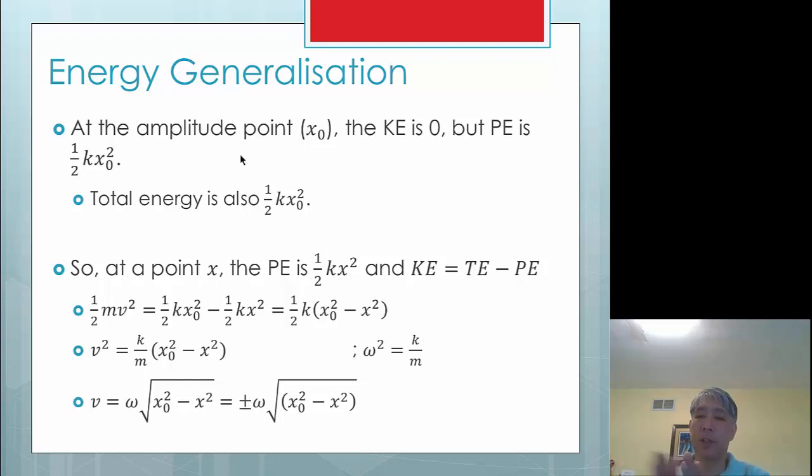Okay, plus or minus, because at one point I'm going to the left, at the other point I'm going to the right. And as long as I know what omega is, I can solve for this. So omega is a very key variable to try and derive in most of these situations.